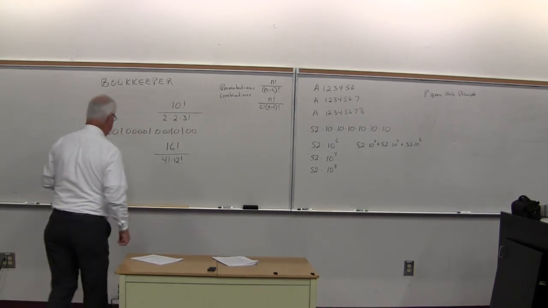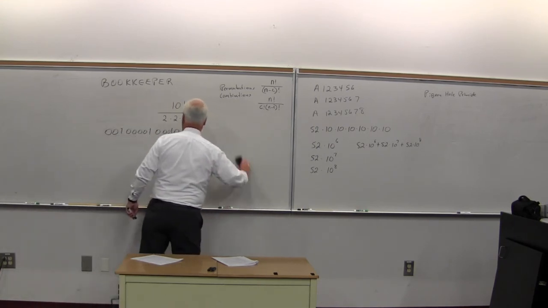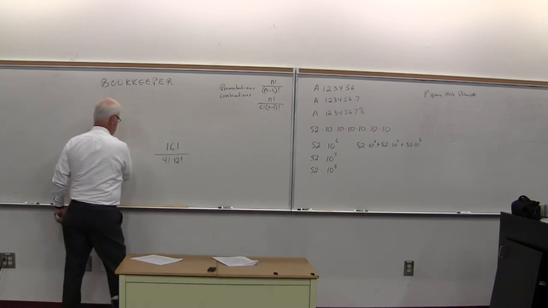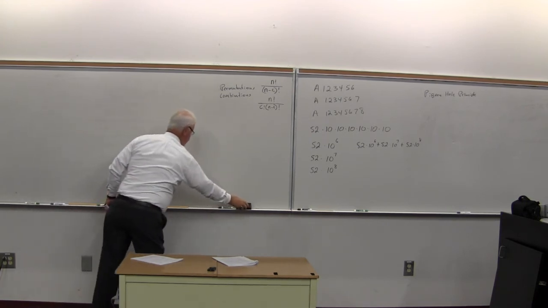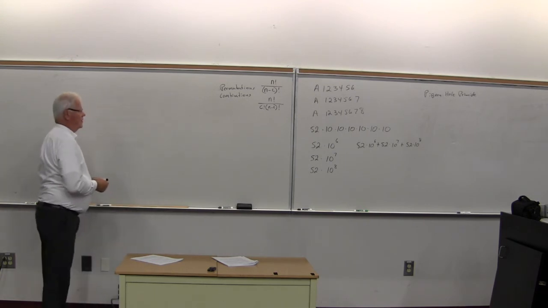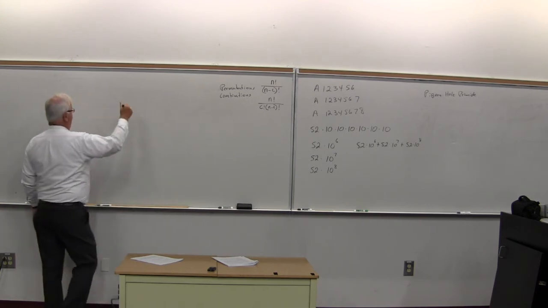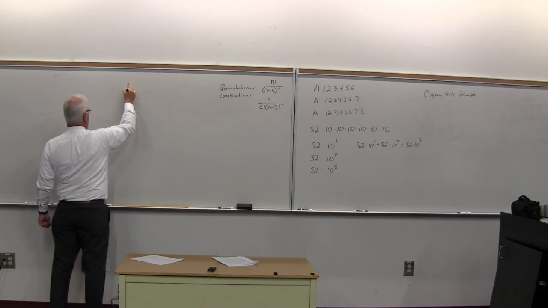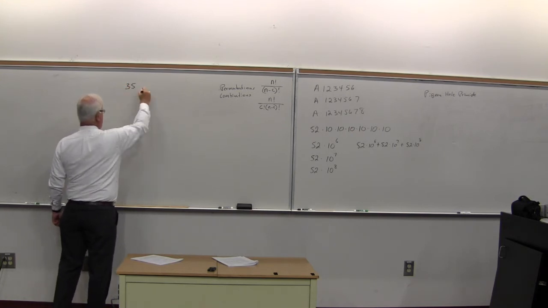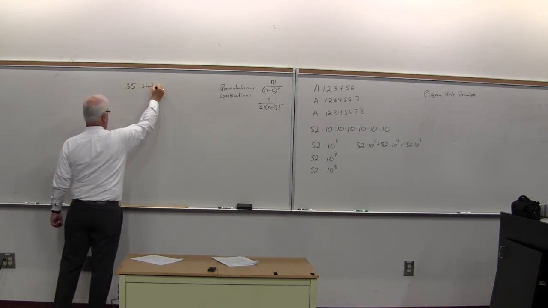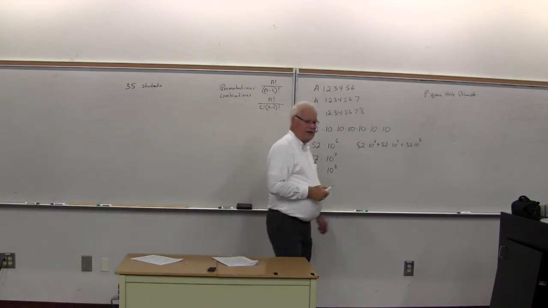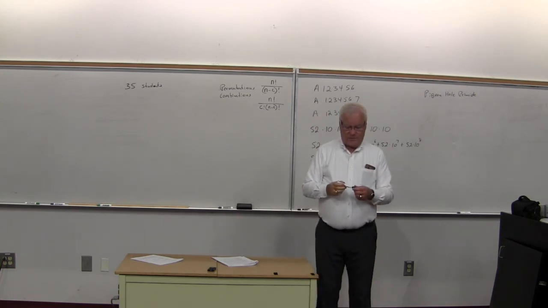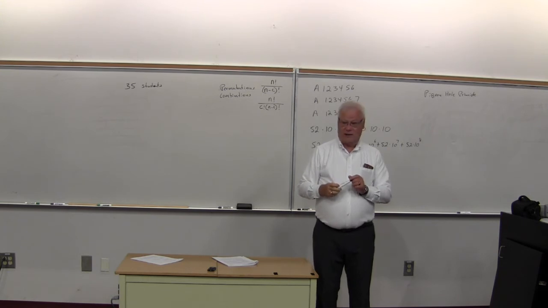Where do these things come up? Well, to give you a couple of examples from the quiz, let's say that I have 35 students in a club, and I need to pick a slate of potential officers for the club. Now, there are five officers in the club.